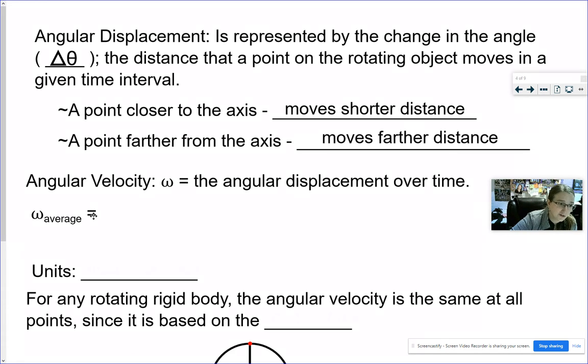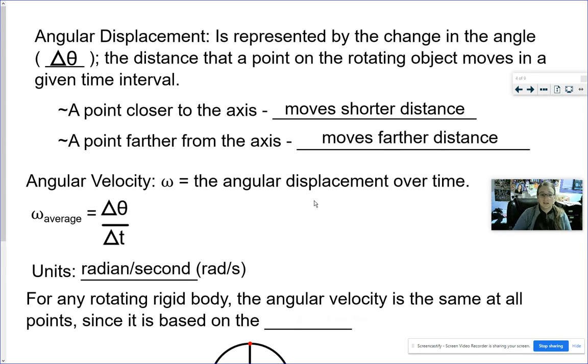We call this the average because we could do the instantaneous, but most of these questions will be dealing with the average change of angle. So here's my angular displacement, that's my change in the angle over time. Now, because we're measuring the angles in radians, this is radians per second, or rad per second. That's going to be the units for angular velocity.